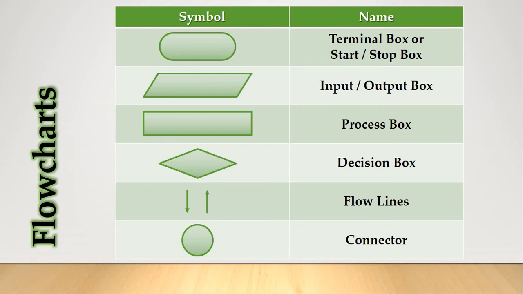Next, circle shape. It is also known as a connector. A flowchart may be long and span one or more pages. A connector is used to show a jump from one point in the process flow to another. When the flowchart is split between pages, this connector connects the different parts.